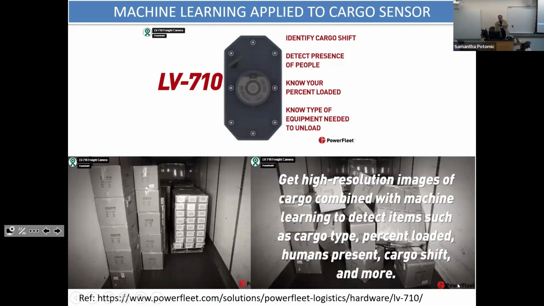The difference between the medical and this is that the sensors are well trained. They're trained on boxes that are disorganized versus straight-line organized boxes. They can quickly do a percentage load. They can actually tell if the door's been opened.